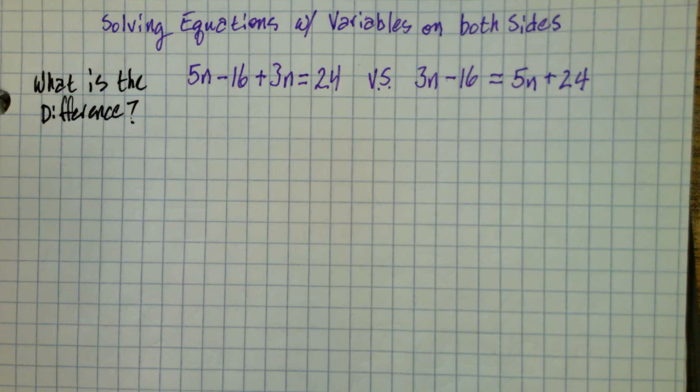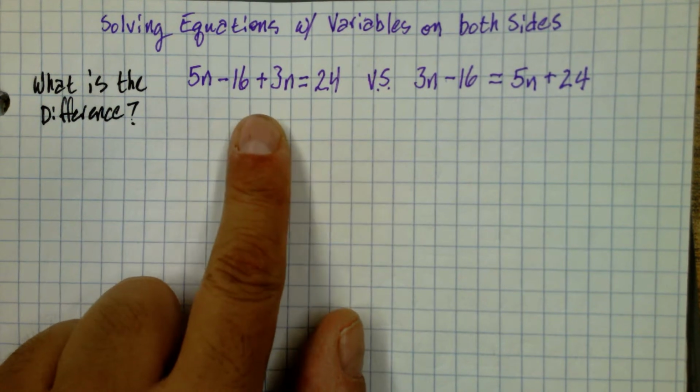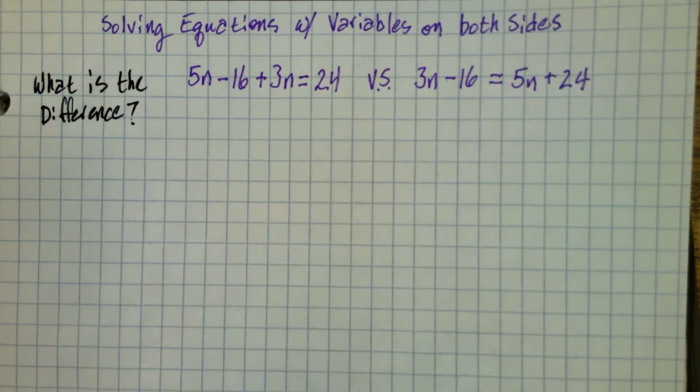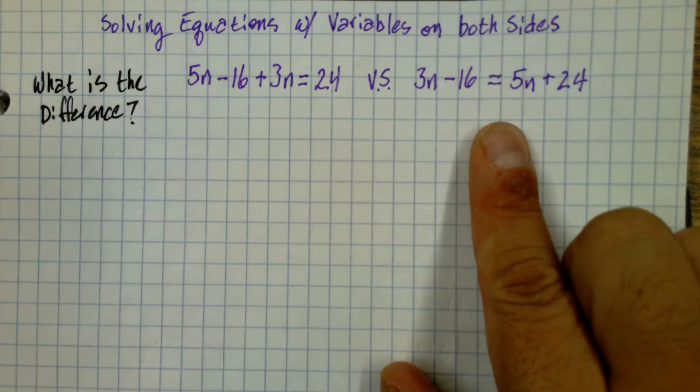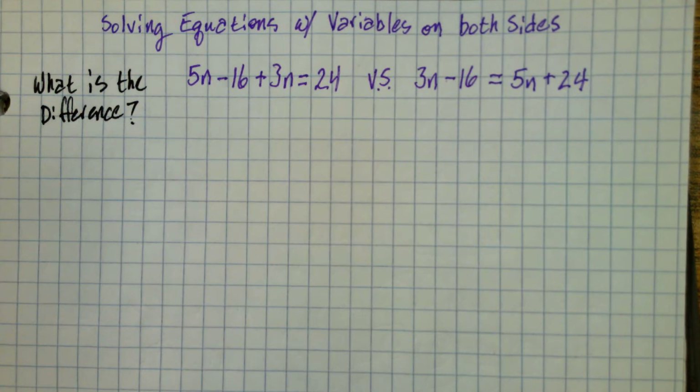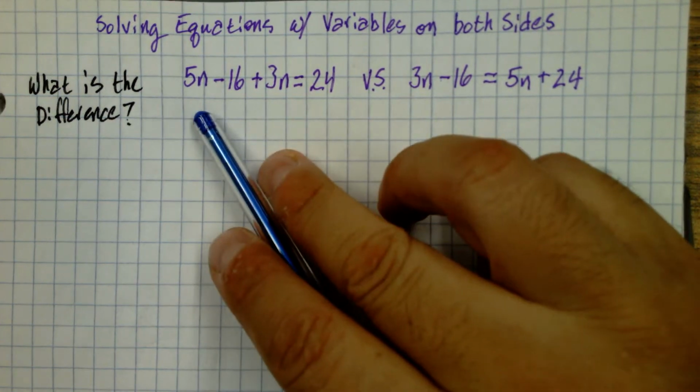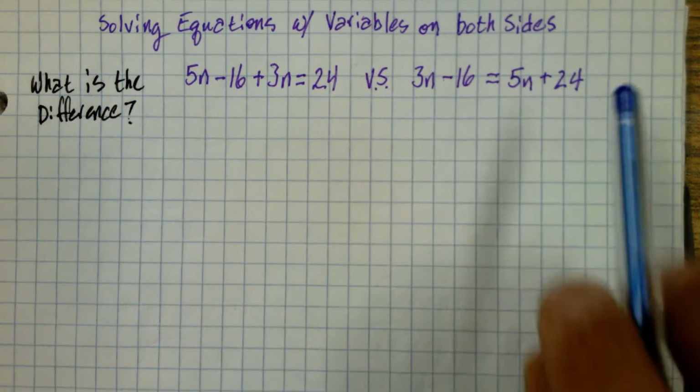Okay, so I'm going to start off with a question. What is the difference? We're going to compare two different equations. The one on the left, 5n minus 16 plus 3n equals 24. And then the one on the right here, 3n minus 16 equals 5n plus 24. So there's one major difference I'm hoping we can identify. Look at the one on the left, see how it's set up, and then the one on the right.